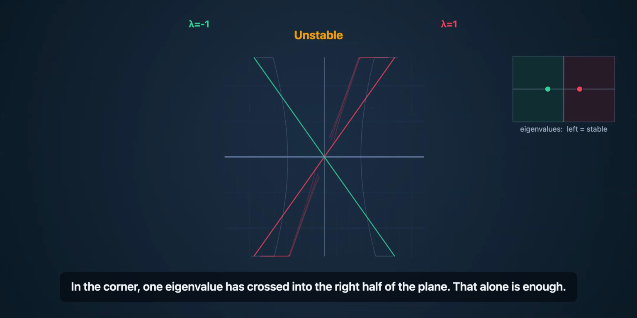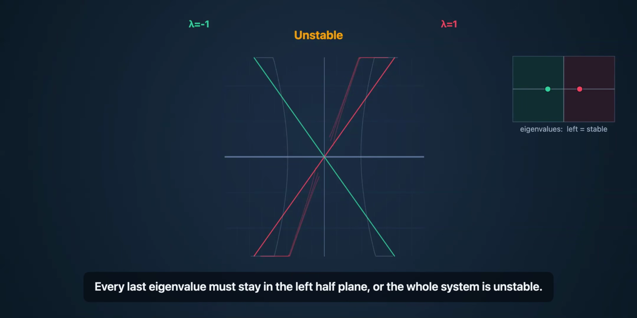In the corner, one eigenvalue has crossed into the right half of the plane. That alone is enough. Stability is unforgiving. Every last eigenvalue must stay in the left half plane, or the whole system is unstable.